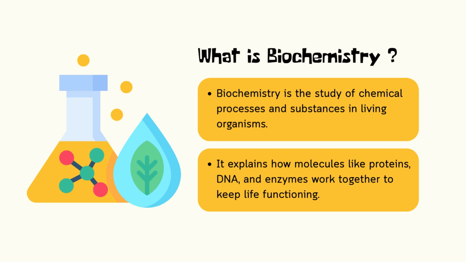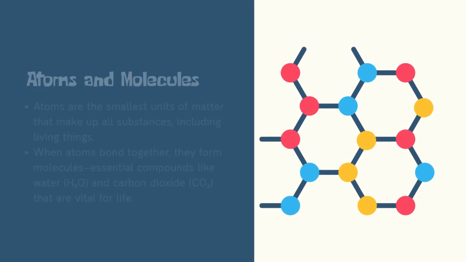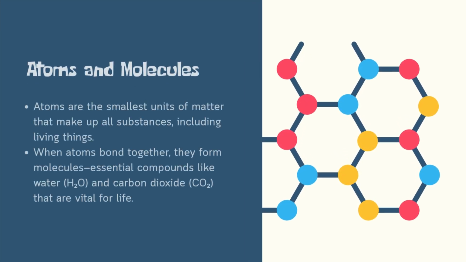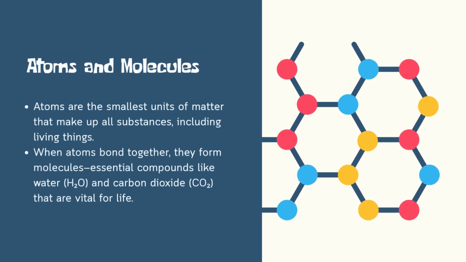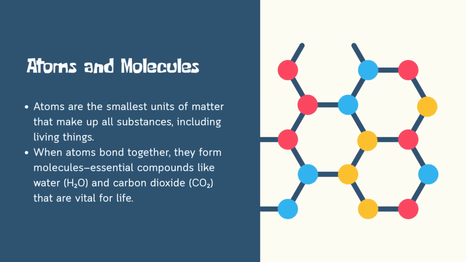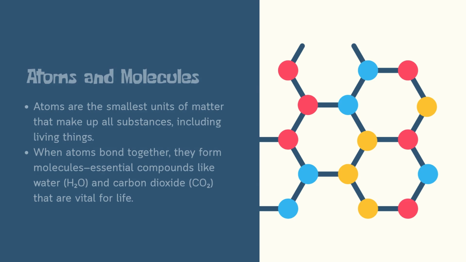Imagine your body as a super complex machine. Biochemistry is the manual that explains how each part works, down to the tiniest molecule. Everything starts with atoms, the smallest units of matter. Combine them, and you get molecules. Water, H2O: 2 hydrogen atoms and 1 oxygen atom. Carbon dioxide, CO2: 1 carbon, 2 oxygen. These molecules are the ingredients of life. Without them, no cells, no energy, no you.